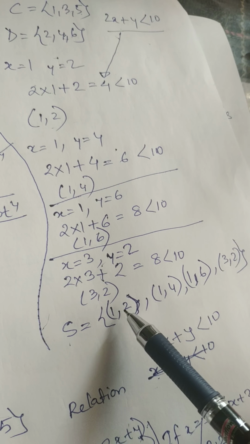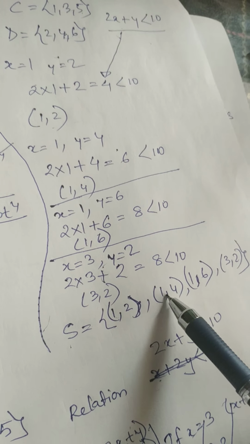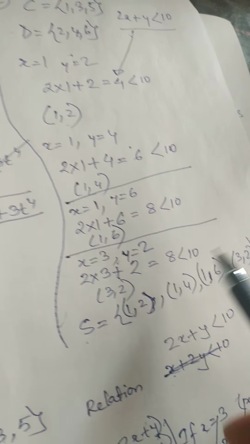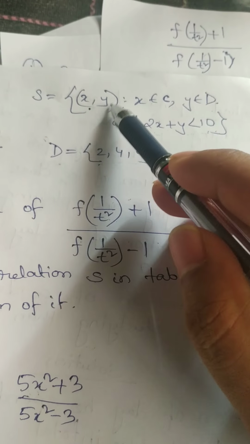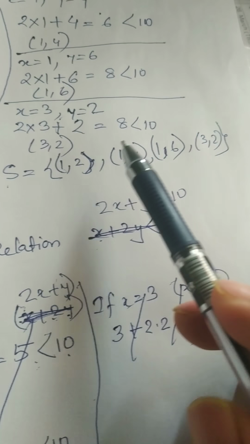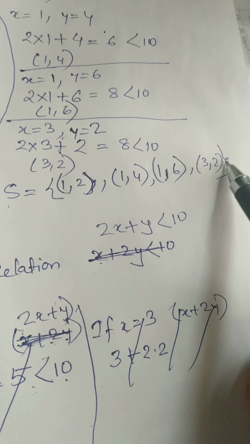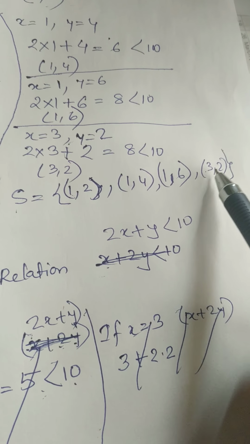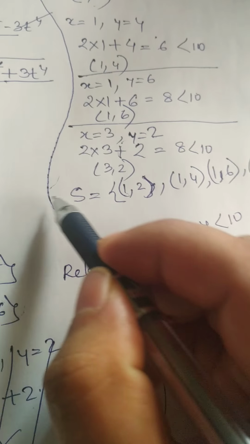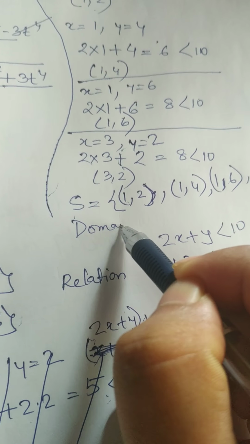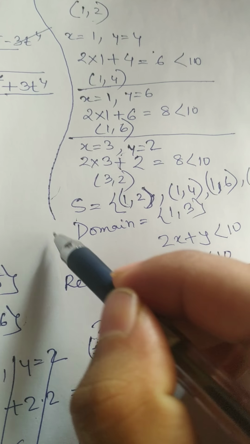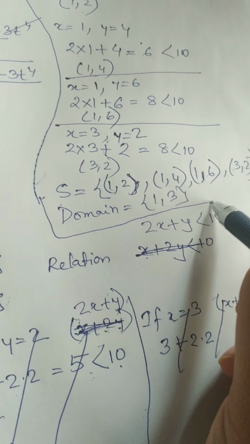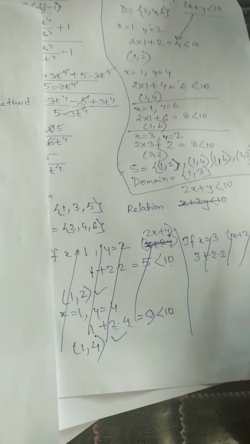And what will be the domain? I've already told all the possible values of x. If we follow the relation given in the question, x and y, the x values are 1, 1, 1 and 3. So the domain is 1 and 3, because all three values are 1. So my required domain is 1 and 3. Sorry for a little bit of haphazardness, but I hope it's clear for you.